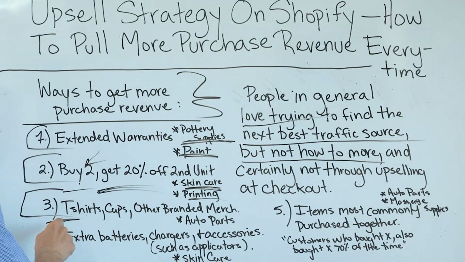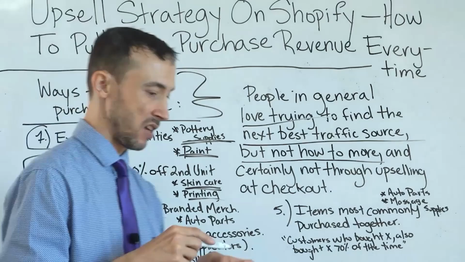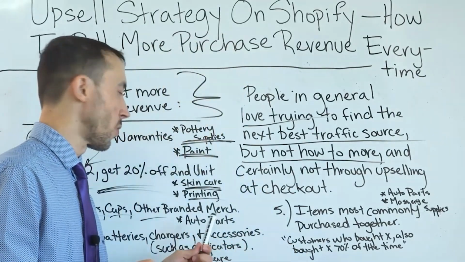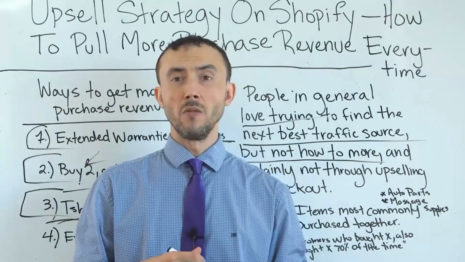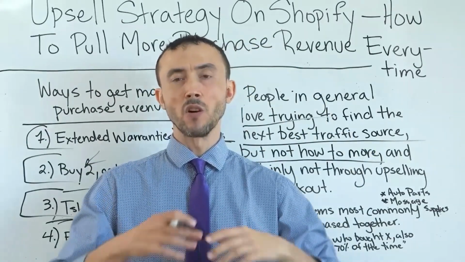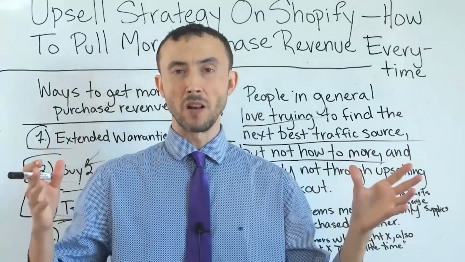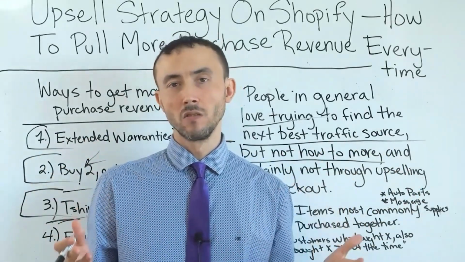Third upsell that you can offer is T-shirts, caps, or other branded merchandise. We did this in the performance auto parts space, which is one where it works really good, where you can have a hat or a t-shirt with the brand name of the product that they're buying. Of course, assuming the store sells its own branded product, they can buy gear that has that brand name on it.